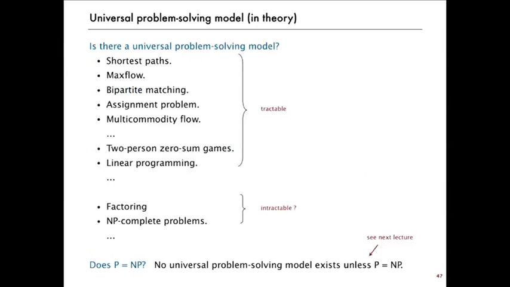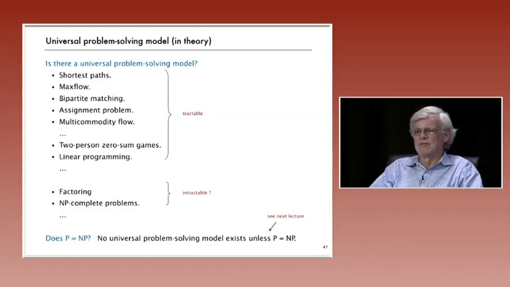So this leads us to a really profound question that's called the P versus NP question. And we'll talk about this in detail in the next lecture, that there's a condition that is very fundamental to the efficiency of computation that'll tell us that people don't think that there is a universal problem-solving model. For the time being, however, and for the last 50 years, the closest thing that we have to a universal problem-solving model is linear programming.